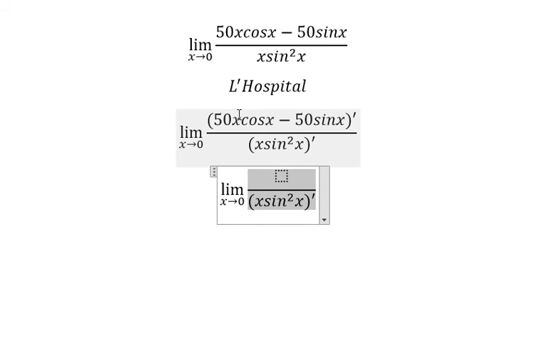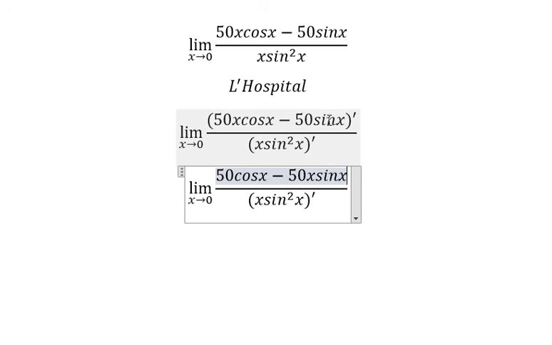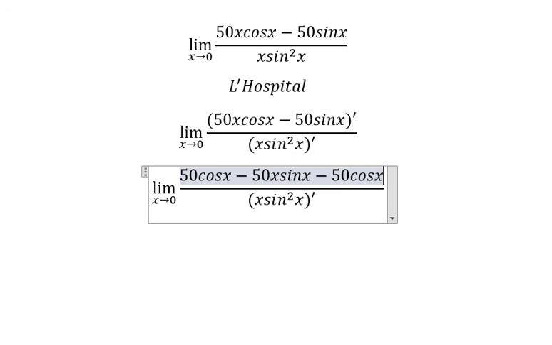We first take the derivative of x, so you get 50 cosine x. Then we take the derivative of cosine x, which gives negative 50x sine x. We take the derivative of sine x, so you get negative 50 cosine x.